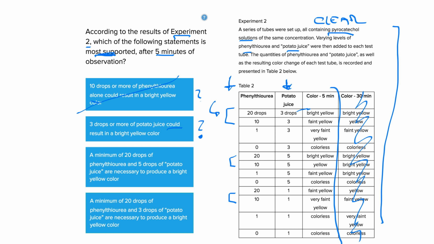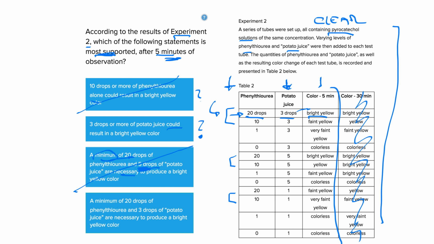A minimum of 20 drops of phenylthiourea and 5 drops of potato juice are necessary to produce a bright yellow color. Okay, well, we can test that. The first example here has 20 drops. We've got a minimum of 20 drops. But then a minimum of 5 drops of potato juice would also be necessary. But we have three drops. And after 5 minutes, which is what we're looking at, we still have bright yellow. So 5 is not the minimum that we're going to be looking for. It's not necessary to produce a bright yellow color. It can, but it's not necessary. So that can be crossed out immediately.